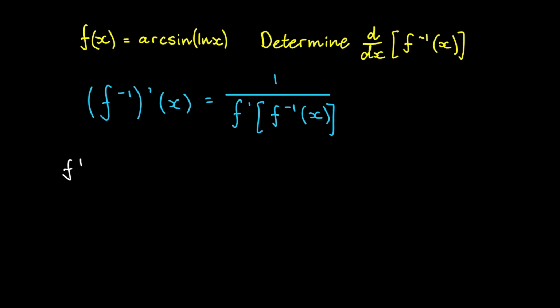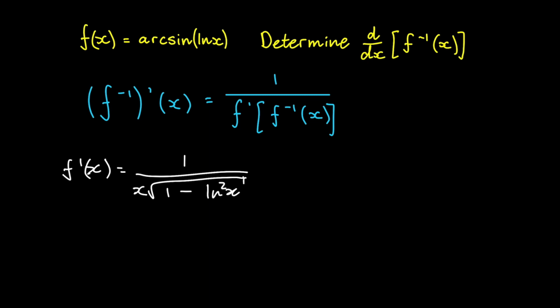So f prime of x, the derivative of f, is equal to 1 over the square root of, because we're doing the derivative of arcsine first using the chain rule, 1 minus what was in arcsine, which is the natural log of x squared, and then we have to do the derivative of what's inside. So the derivative of natural log of x is 1 over x. Okay, so we have the derivative.